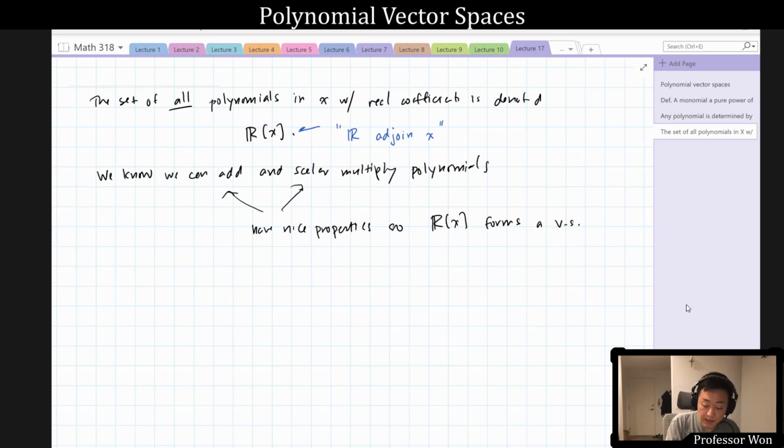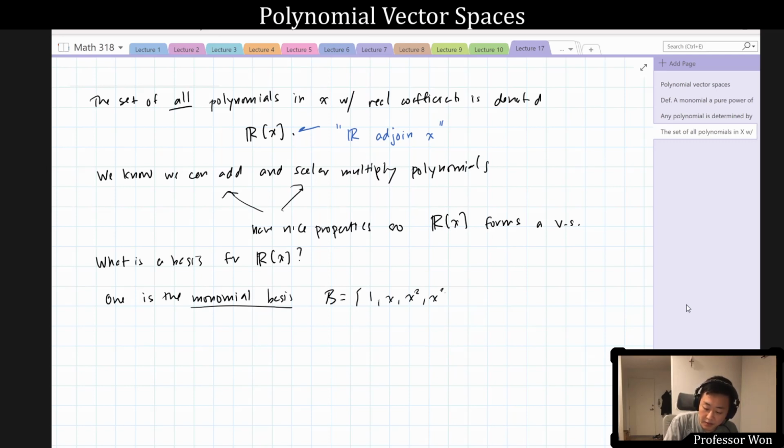But as I said before, this polynomial vector space is a little bit different. What is a basis? Well, a basis should be a linearly independent spanning set. And the most common choice of basis, although there are many different choices of bases that have different applications, is called the monomial basis. It's, I think, the easiest one to get your head around to start. We'll call it B, and it's 1, x, x squared, x cubed, x to the fourth, and so on.